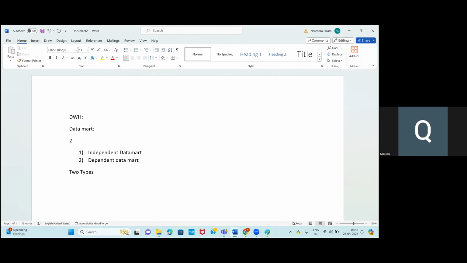Sorry, two types of tables. One is dimension table and the other one is fact table. Okay, so dimension tables, fact tables అని రెండు ఉంటాయి.